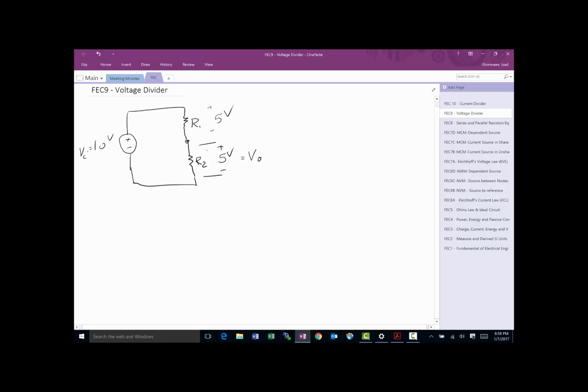So we can just look at it and make a determination, but let's say it wasn't that simple. For a more involved example, someone says, okay, use a voltage divider to get 4 volts from a 20 volt supply.